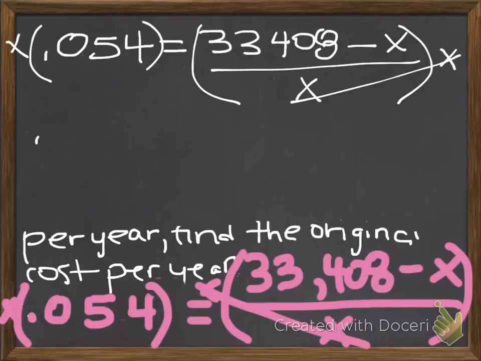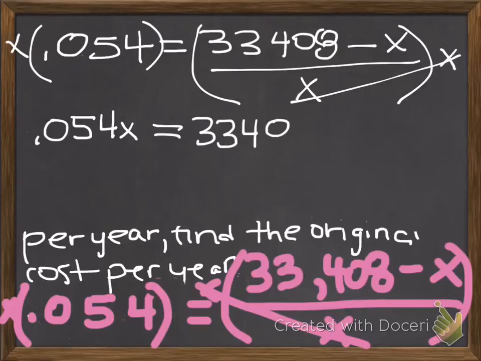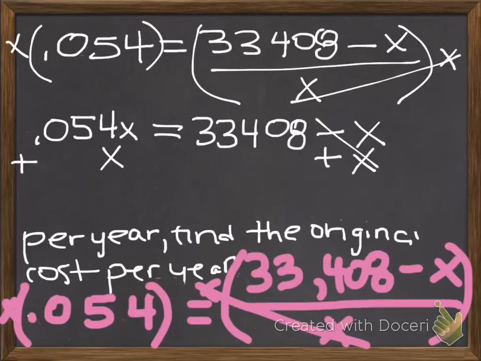0.054 times x, which I can write as 0.054x, equals 33,408 minus x, and I've gotten rid of the x as my denominator. So now I need to continue to get the x's by themselves. So I have an x on one side and an x on another. I need to combine the x's. Since I want to try and keep it positive, I'm going to bring this x over to be with the 0.054x. So I'm adding 0.054x plus 1x.